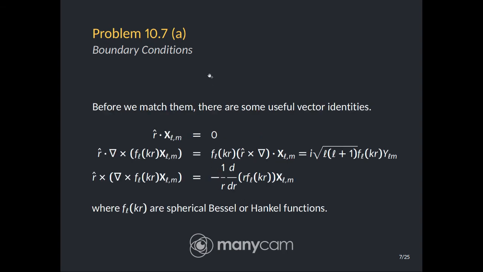Before we match these boundary conditions, there are some useful vector identities. The first one is r hat dot the X vector is equal to 0, and the second and third ones are vector identities when you rearrange the dot and cross product or expand the double cross product, where f are the spherical Bessel or spherical Hankel functions.